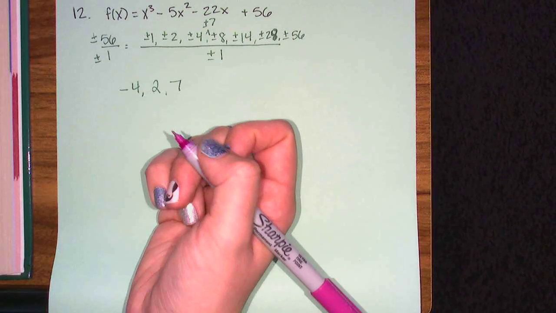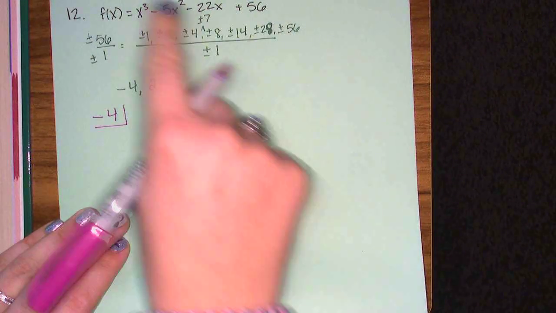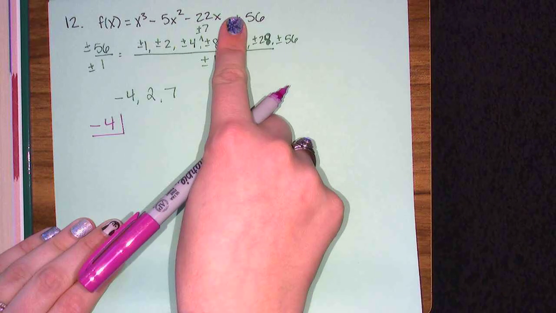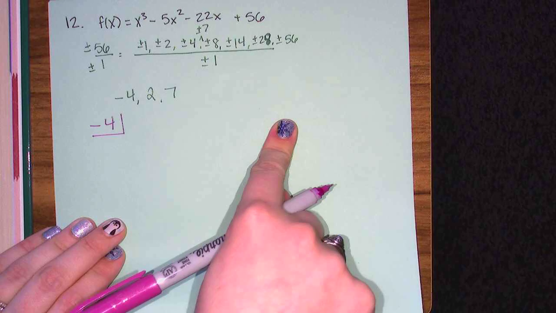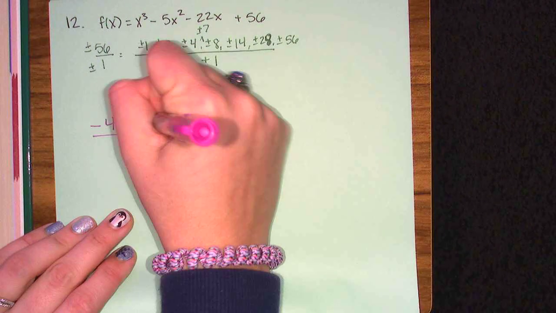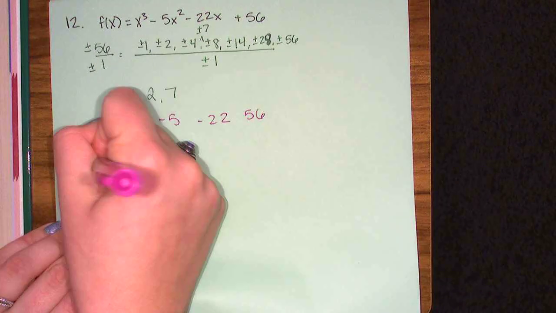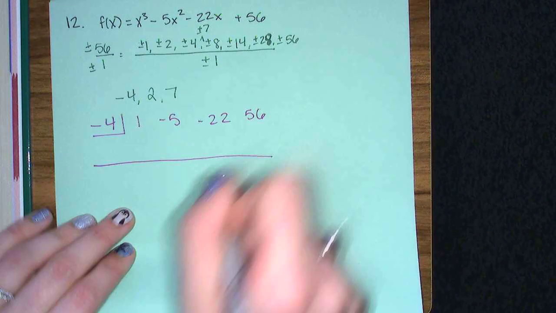Okay, so setting up synthetic. Now this does still apply that if there was a missing term, I have to write in a 0. On this one we're not missing any terms, so I can just write the numbers down. 1, -5, -22, and 56. And then somebody walk me through the synthetic.